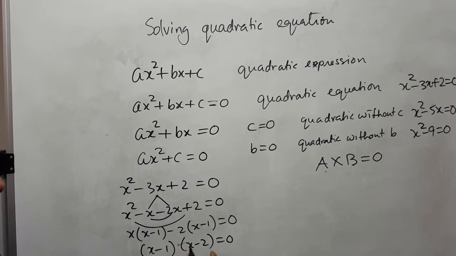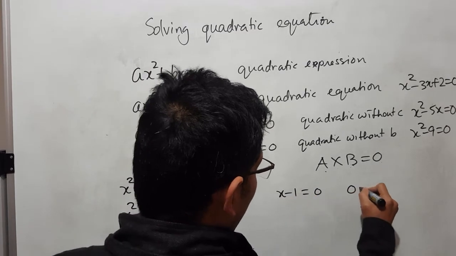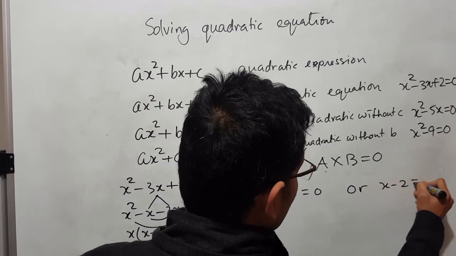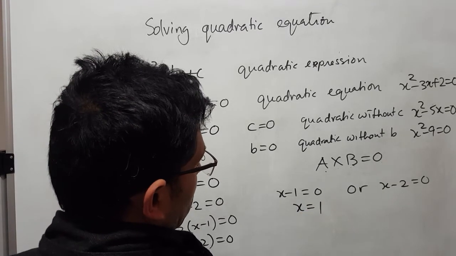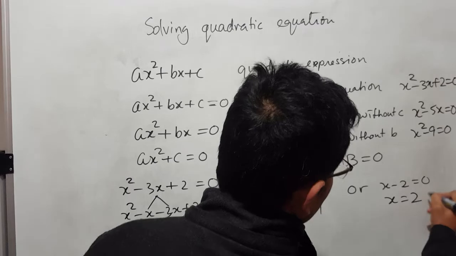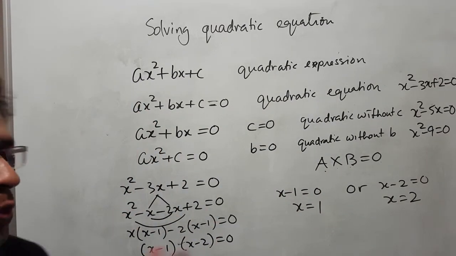So either this one is 0 or this one is 0. So we can say either x minus 1 equal to 0 or x minus 2 equal to 0. Then you can say x equal to 1 and then x equal to 2. You see that we have come up with two solutions because it's a quadratic, so we are expecting two solutions.